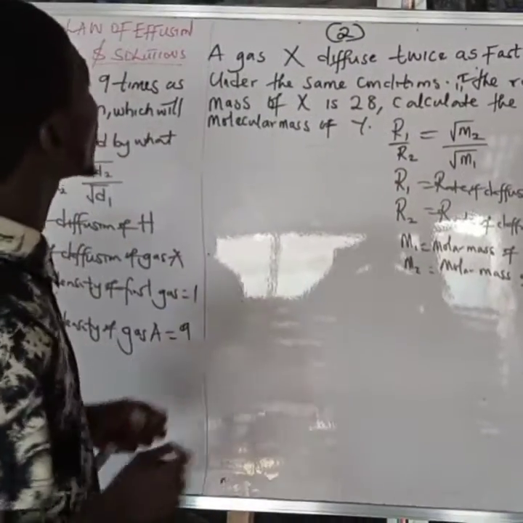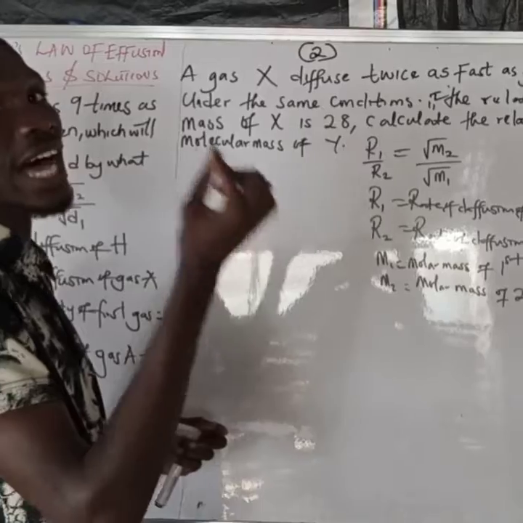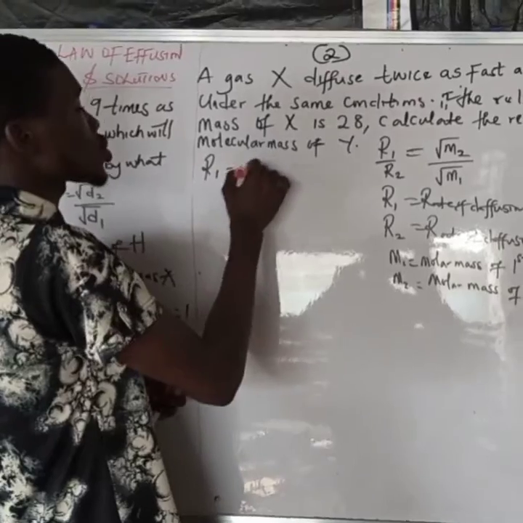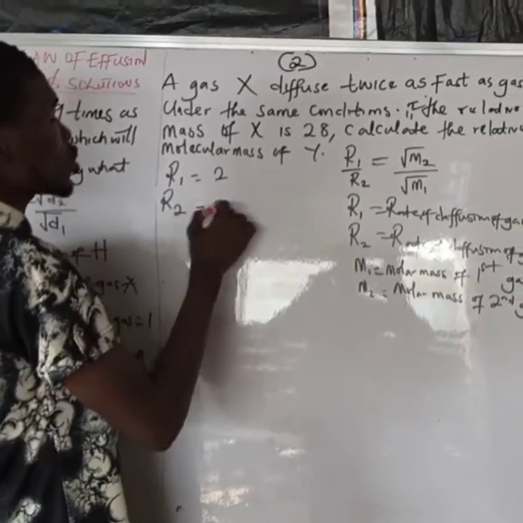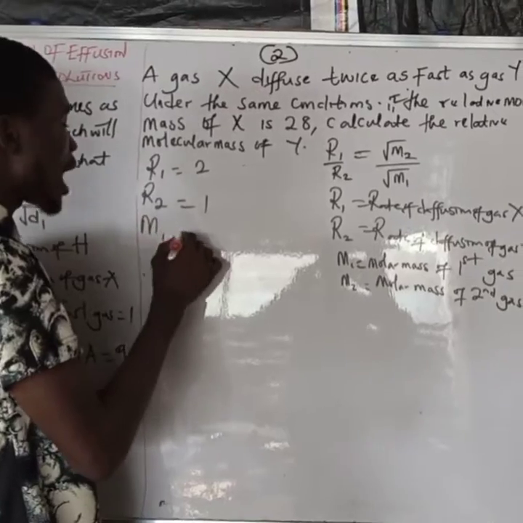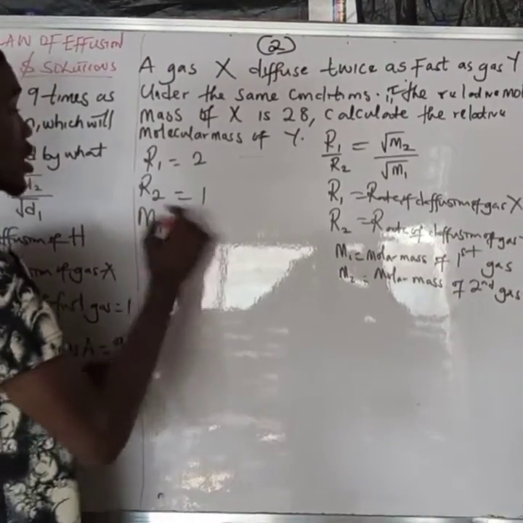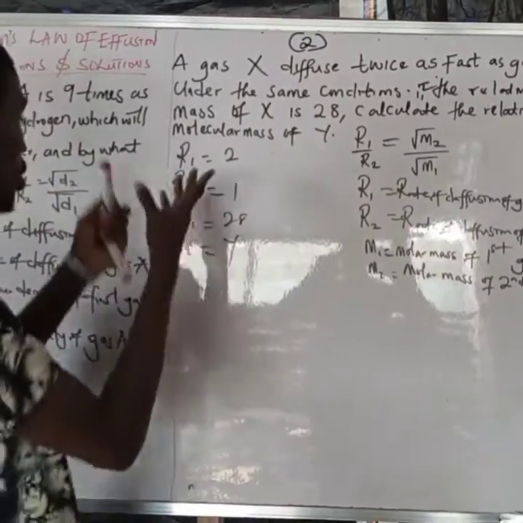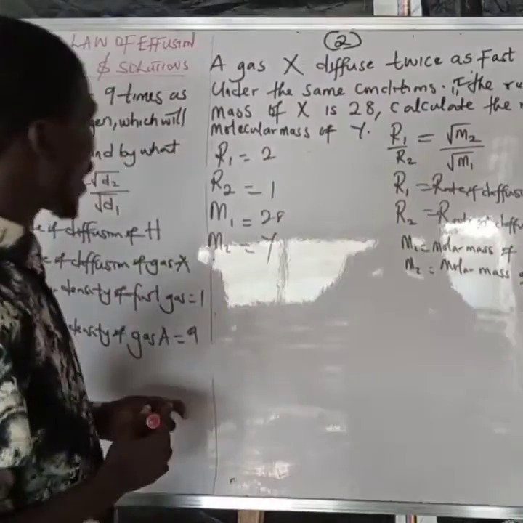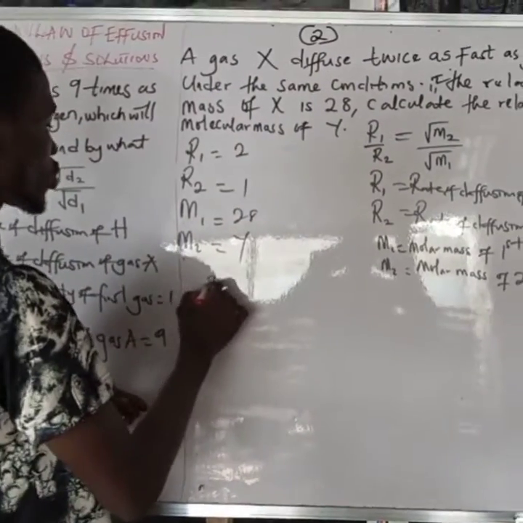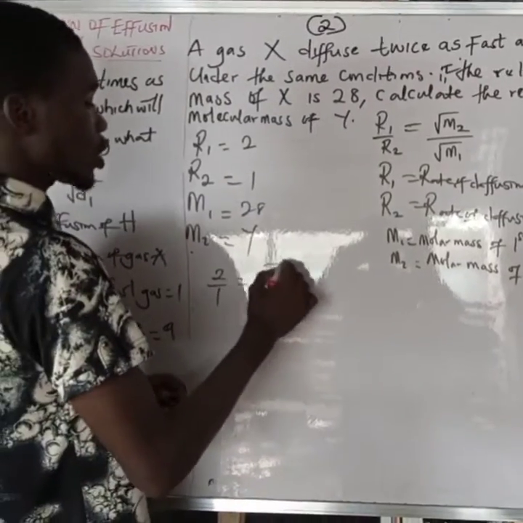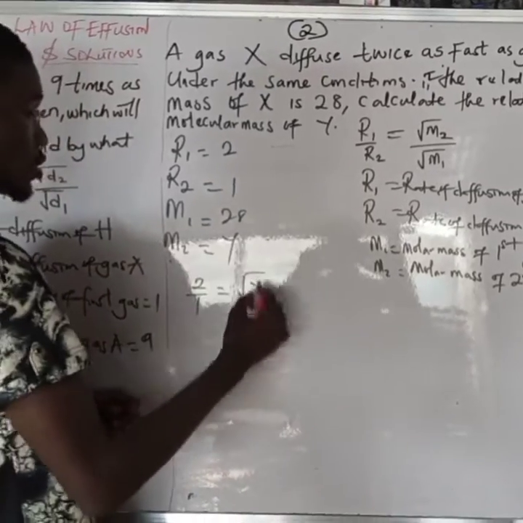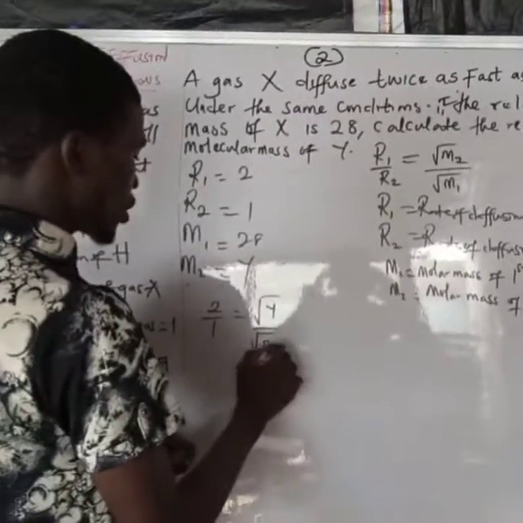So with that, from the question, gas X diffuses twice as fast as gas Y. That's twice, so we have 2. R1 is 2, R2 is 1. Our M1, which is gas X, we have 28. Then M2 we have Y. So let's substitute all we have into that particular formula. Our R1 over R2 is 2 divided by 1, which is equal to the square root of Y, since M2 is unknown, over the square root of 28.